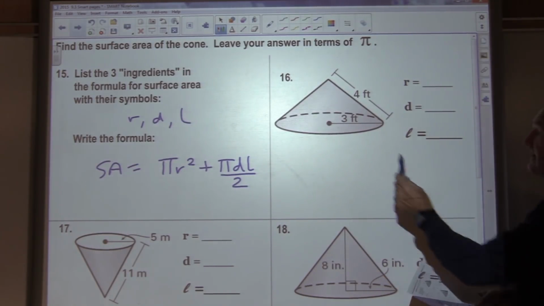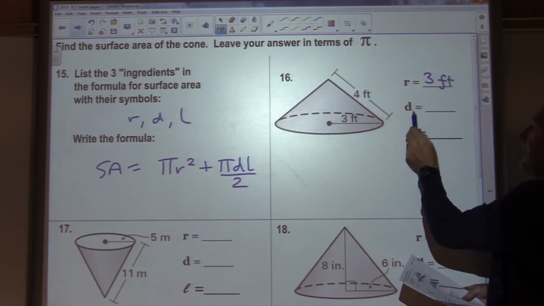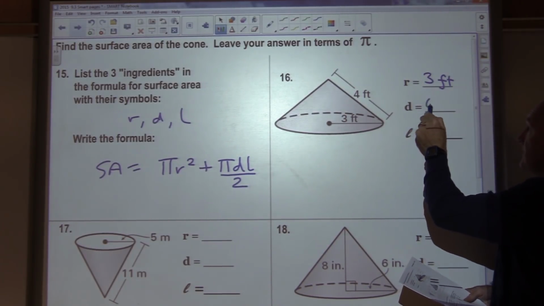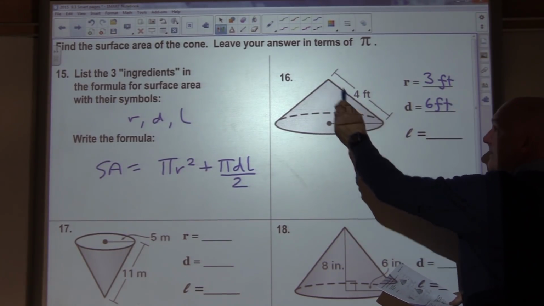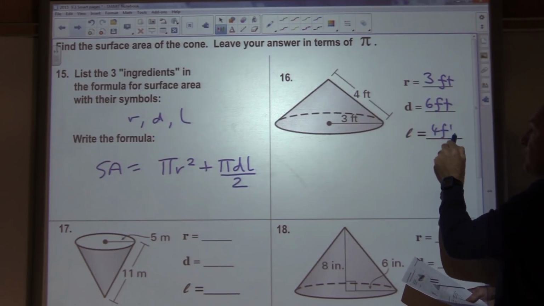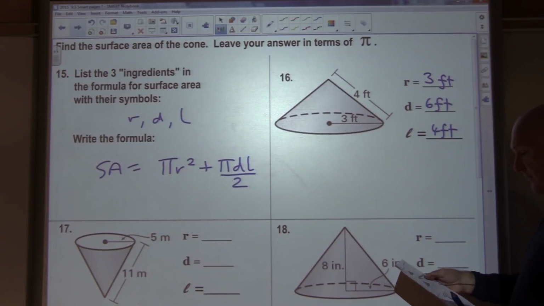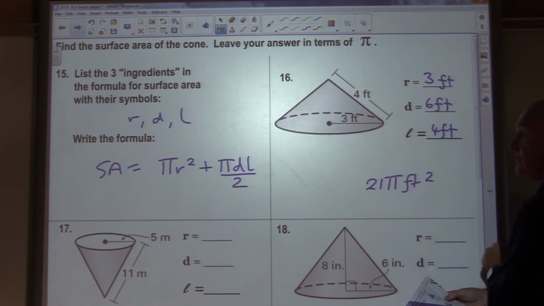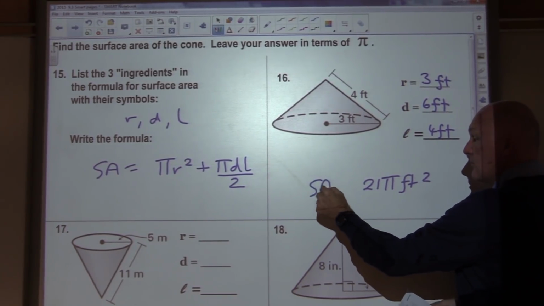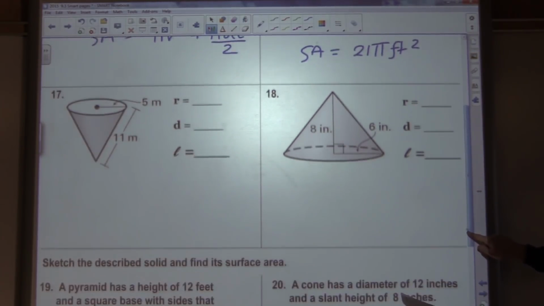If we're doing number 16 then, radius, 3 feet. Diameter, remember, is just this doubled, no tricks at all. 6 feet there. And the lateral height, we're already given this, it's 4 feet. So again, we've got a little bit lucky. Now we're going to throw them into this. And again, saving a little bit of time, let's hope that you can get 21 pi feet squared as your total surface area.